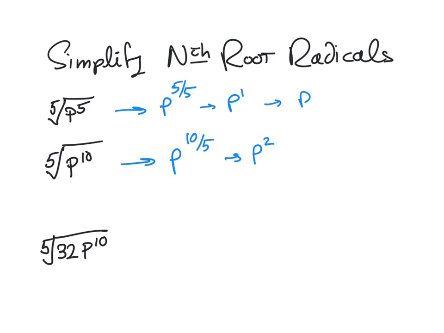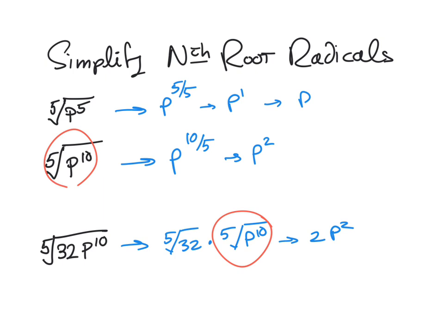Finally, if you get some kind of a combination like this, you can actually break it into 2 separate problems that are multiplied together. This is the 5th root of 32 times the 5th root of p to the 10. And the 5th root of 32 is, in fact, 2. So this becomes 2 times p squared, because we already did this piece up here. So break it into smaller pieces like this if you need to. And that's it for today.